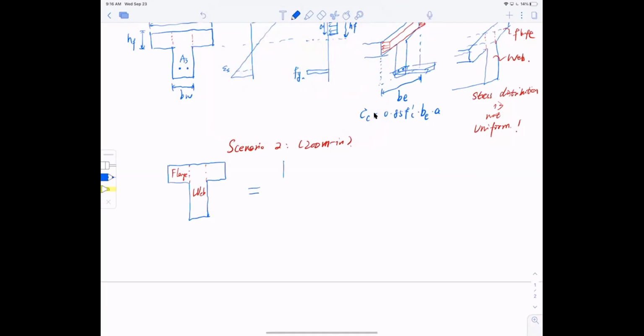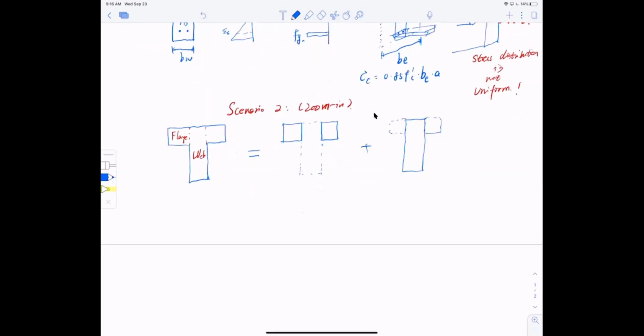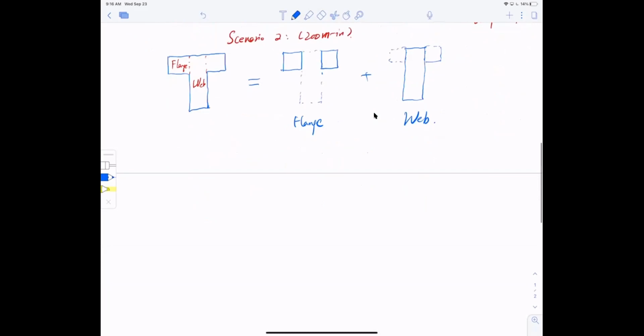So I have just the flange portion. I'm going to use a dash line for the web. Plus just the web portion, using the dash line for the flange. We're going to treat them separately and add them up together later. So let's take a look at the flange.